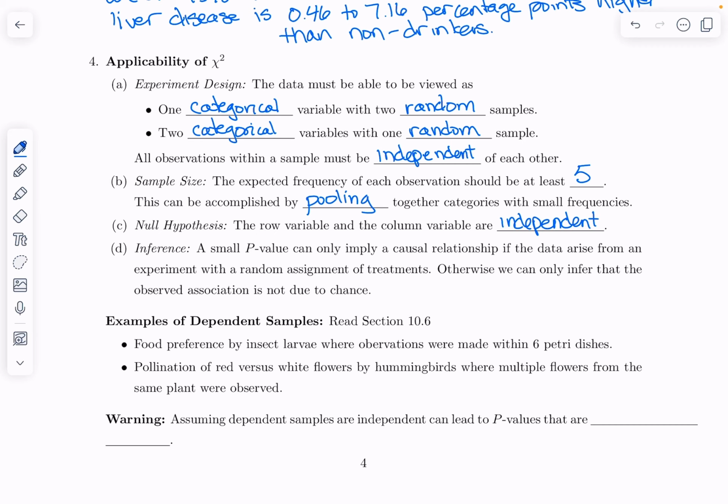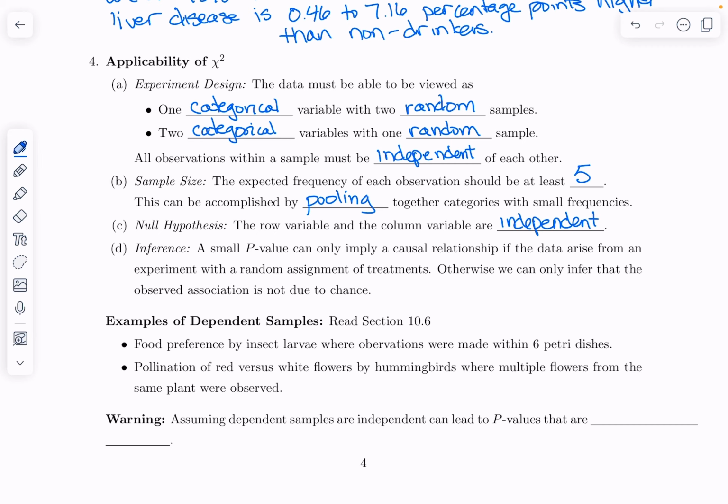I want to give some examples of dependent samples that you can read in the book in section 10.6. We needed the observations to be independent of each other, so when do you have dependent samples? One example in the book talks about finding food preferences for insect larvae where observations were made within 6 petri dishes. A lot of insect larvae were inside each of the 6 petri dishes, and they were looking at whether they preferred one food over another inside that dish. But all of the individuals within the dish are going to be dependent because they're going to see what their neighbors are doing. So really they had 6 observations instead of the total number of insect larvae. That is a mistake you wouldn't want to make about independence.